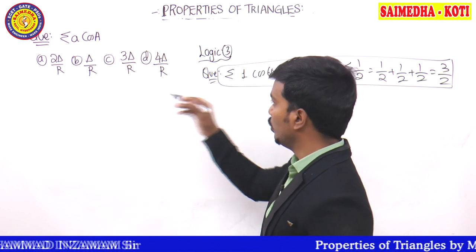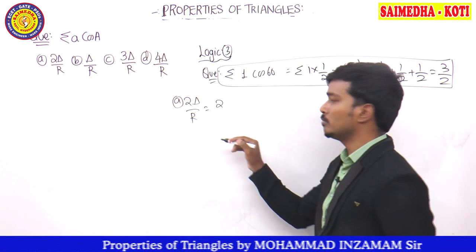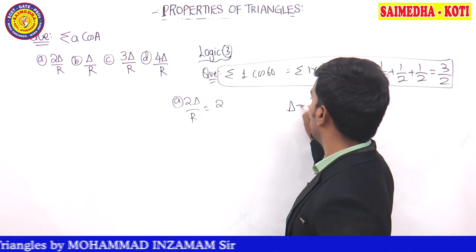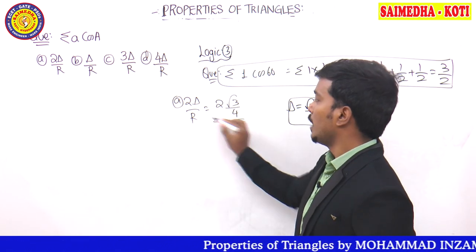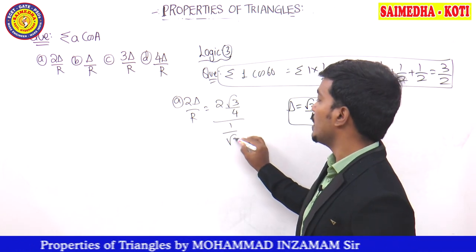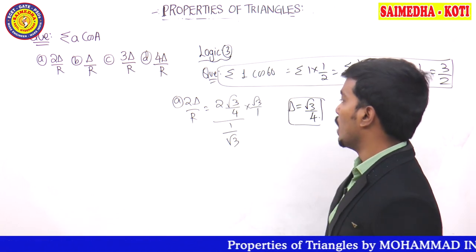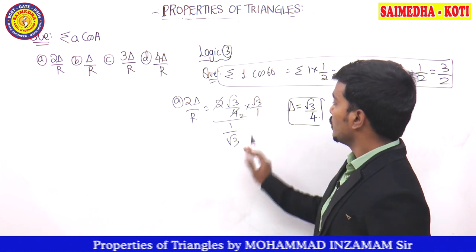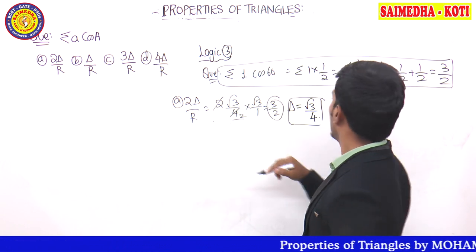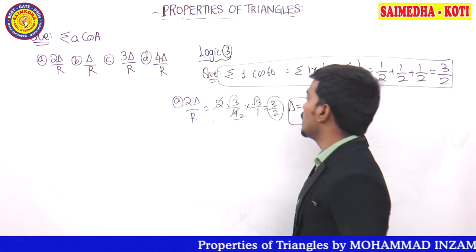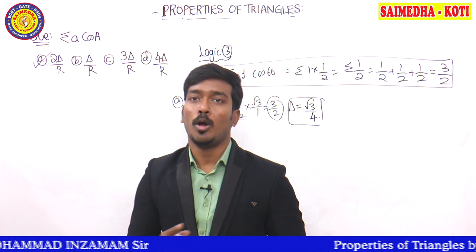Next one, let's apply the same rule to option A. To option A, if I apply 2 delta divided by R, what is the value of delta from logic 3? Delta is equal to root 3 divided by 4. This value you need to remember, guys. It becomes root 3 divided by 4, and the capital R value is 1 divided by root 3. With 1 divided by root 3 in the denominator, the numerator becomes root 3 divided by 1. 2 times 2 is 4, and root 3 into root 3 is 3. The answer is going to become 3 divided by 2. For the question we got the answer 3 by 2, and for the options also we got the answer 3 by 2. So which one is the correct answer now? Option A must be your correct answer, that is 2 delta divided by R. Pause the video to note it down.